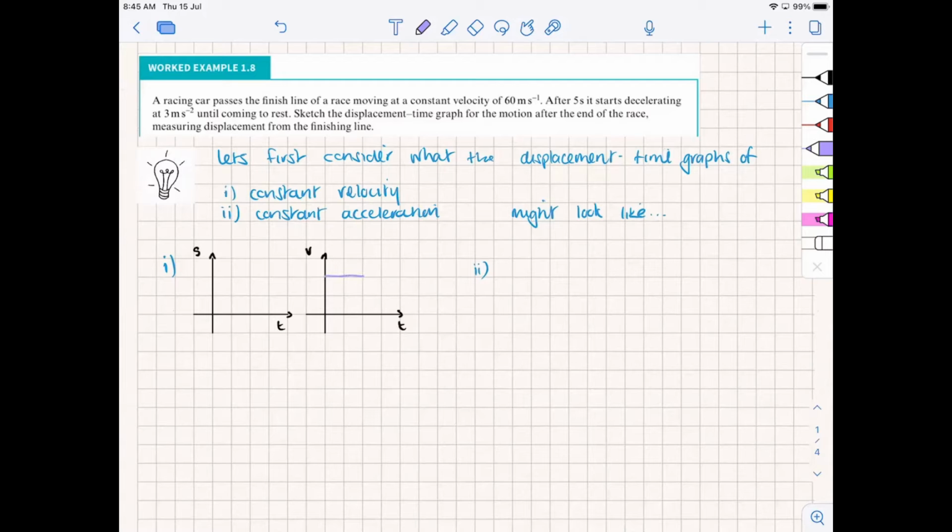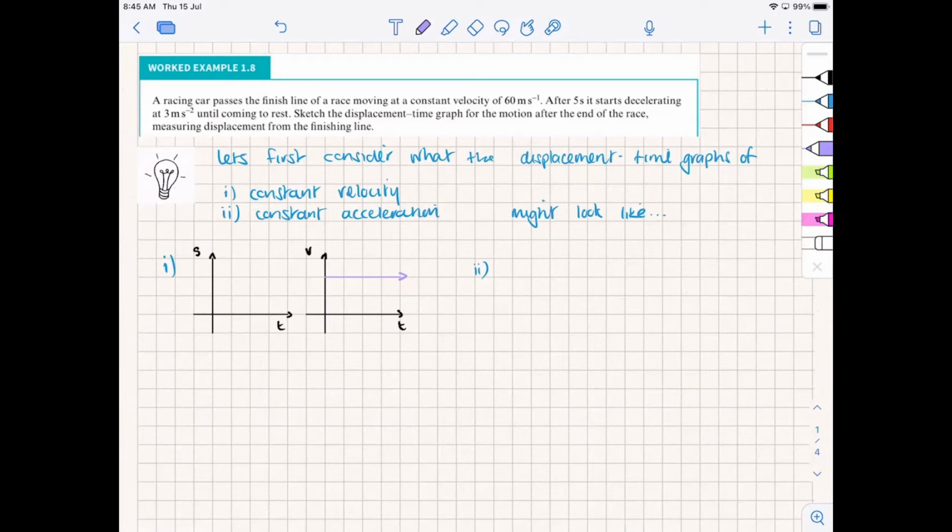So for instance, this is what constant velocity looks like. If I told you the velocity is 60 meters per second. I thought that was constant acceleration. Okay, no, well, constant velocity. So that's why we want to clear this up. Now have a look, I've drawn this on my velocity time graph, okay?